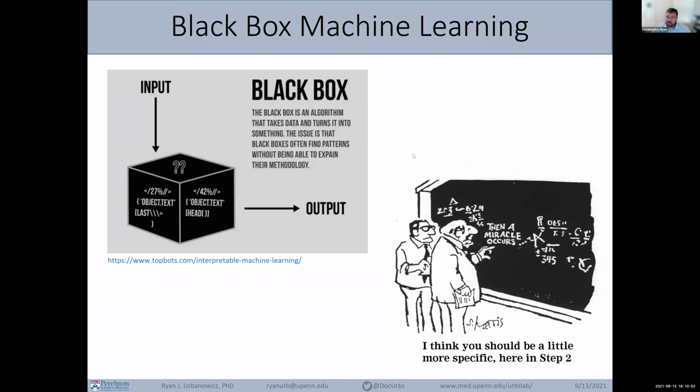Just a quick note: most of you have heard this term, black box machine learning, at this point. Basically, it refers to a machine learning model that is typically very sophisticated and might have a complex representation. It can find patterns very well, but it can't really explain those patterns, certainly not in human comprehensible terms. So when you hear black box modeling or black box machine learning, that's what it refers to.